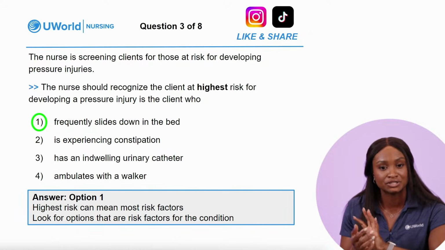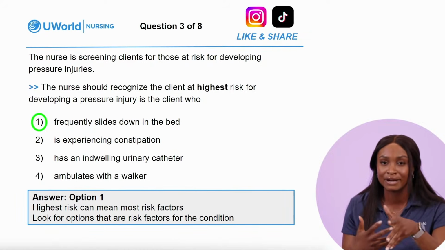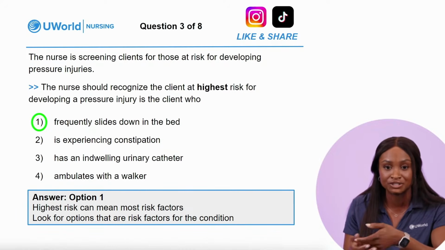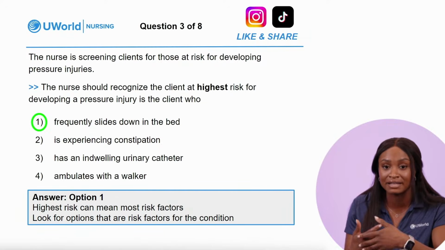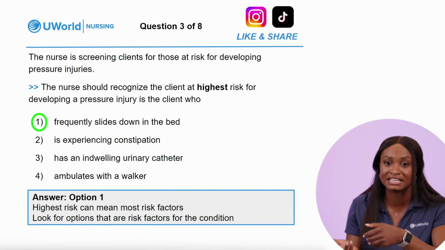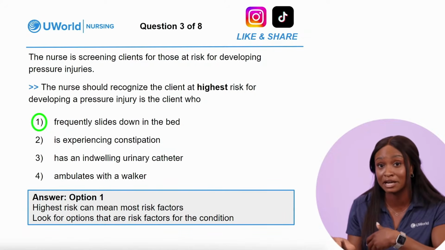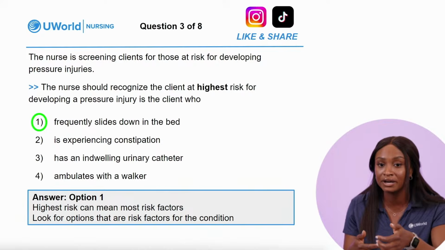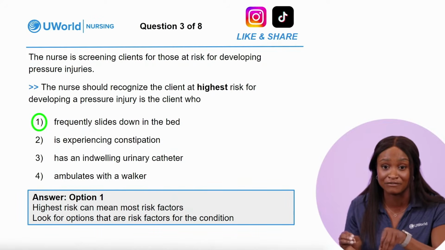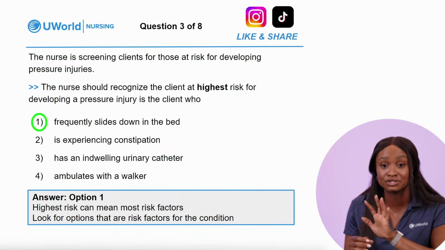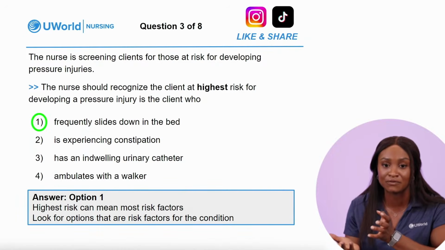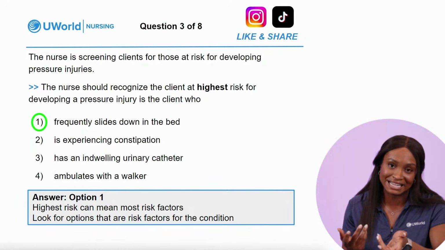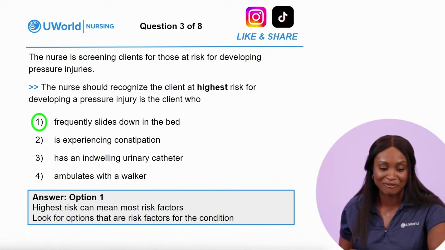All the other options, options 2, 3, and 4, these indirectly can maybe cause a pressure injury. If they're constipated, they're maybe not mobilizing as well, but we don't know fully with that case. Same with the indwelling urinary catheter. They might be not getting up to go to the bathroom as much. So it could, but not necessarily in this case with all the information that we have. The only one that is right out is option 1 with the frequently sliding down in bed. And obviously option 4, if they're walking around, they're probably the least likely to get a pressure ulcer. So good job, option number 4.